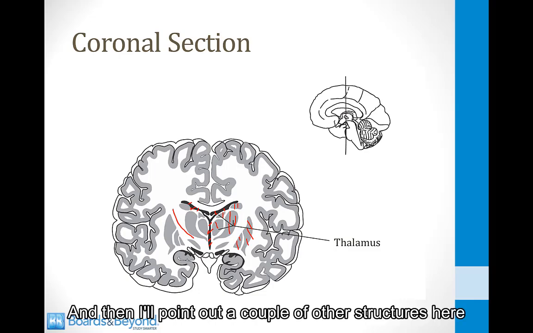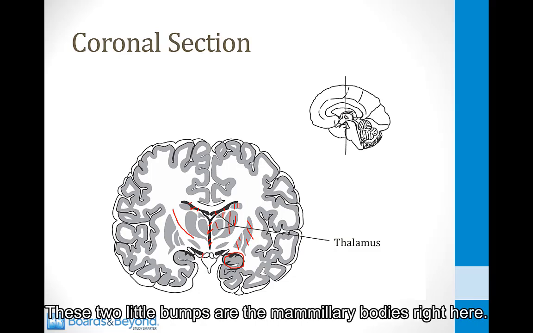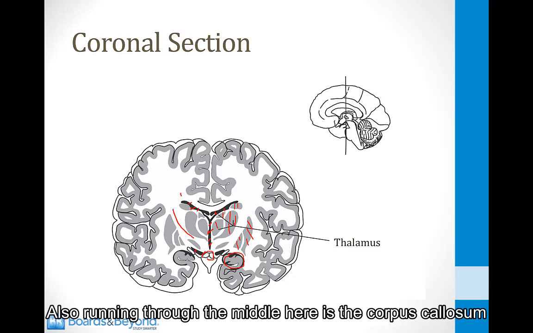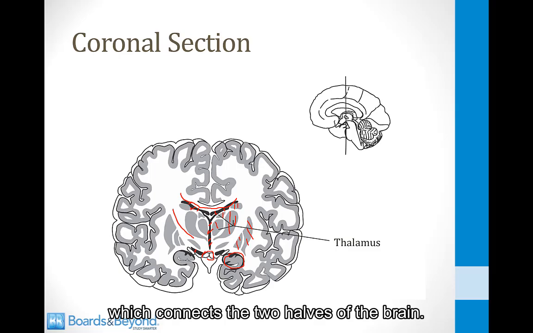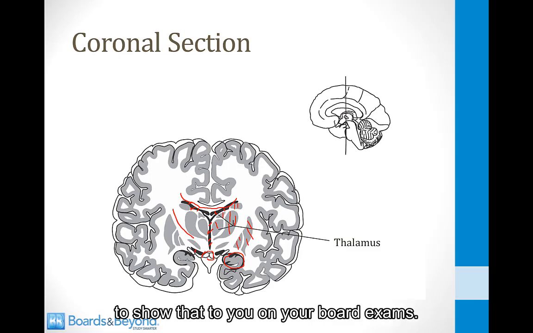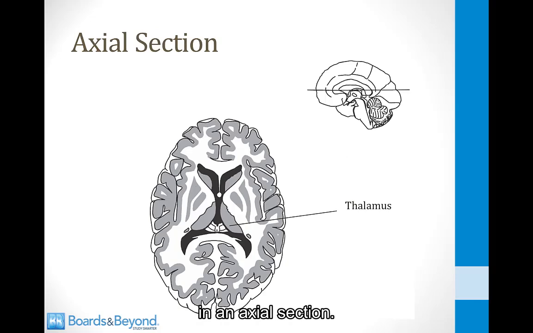And then I'll point out a couple of other structures here just for interest. This is the hippocampus down here. These two little bumps are the mammillary bodies right here, and this black thing here is the substantia nigra. Also, running through the middle here is the corpus callosum, which connects the two halves of the brain. So make sure you can find the thalamus in these coronal sections because they like to show that to you on your board exams. You also need to be able to find the thalamus in an axial section, so let's go through that now.